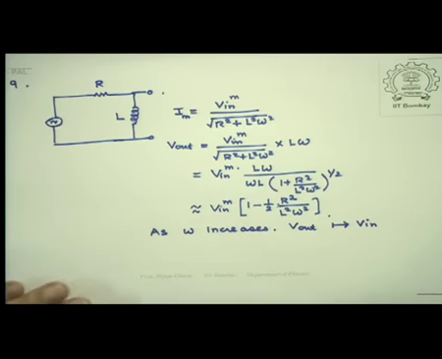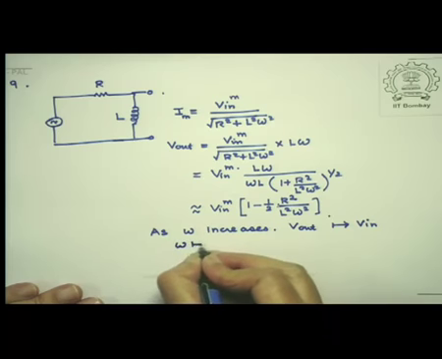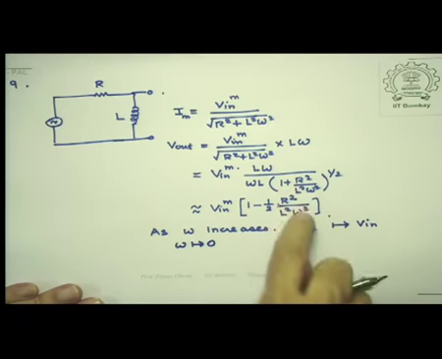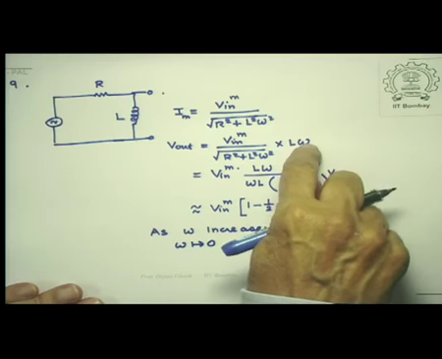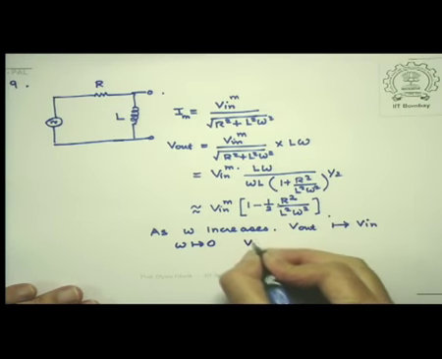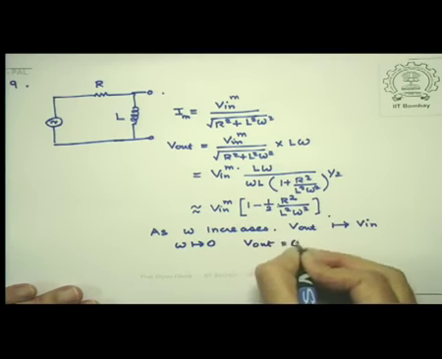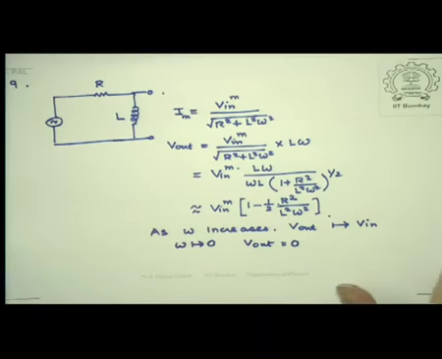But as omega goes to 0, of course this expansion is not right, but I have directly used it here, then V out becomes equal to 0. So this is the principle of a high pass filter. We can use the same circuit with a slight modification as a low pass filter, and let's see how it works.